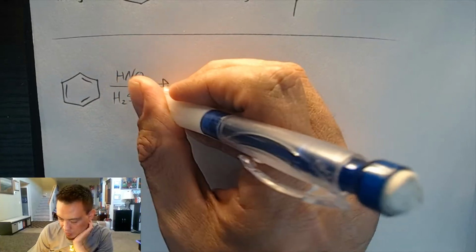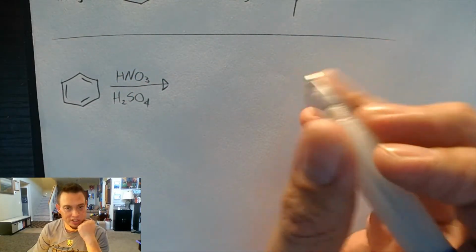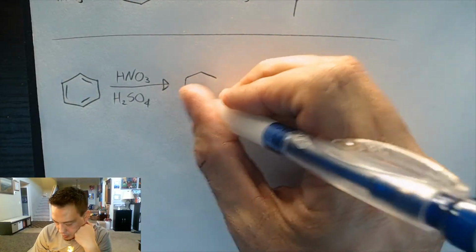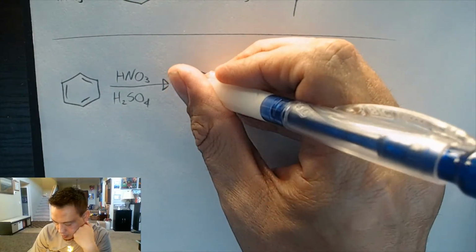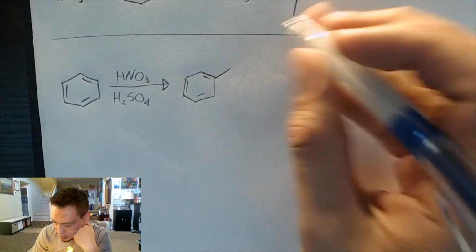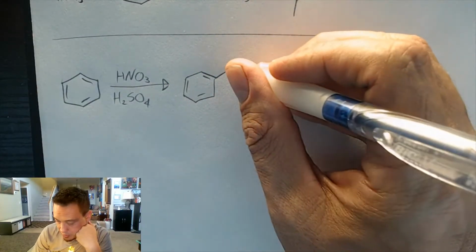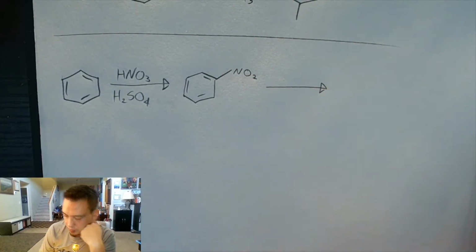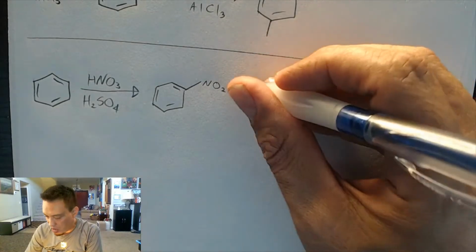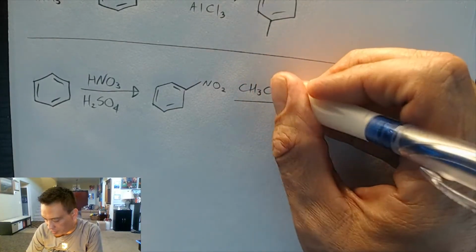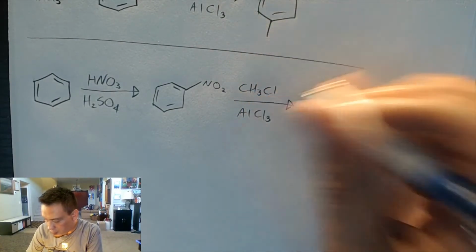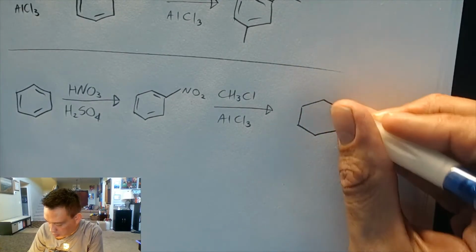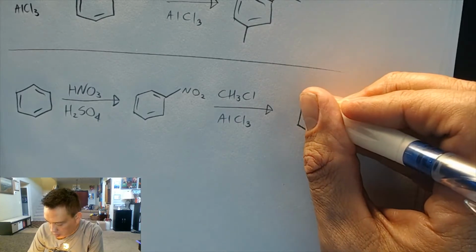And it'll put it in the correct orientation, and then we can do a reduction on the nitro group. So here we get NO2. And then we will alkylate it. Same reaction as earlier. So that.